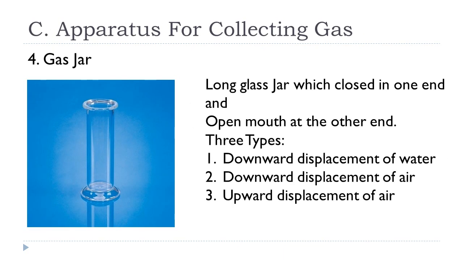And next one, gas jar. It is a long glass jar. It has one closed end and one open end. And what is the main use of the gas jar? For collecting gases by different methods. What are they? Downward displacement of water, downward displacement of air, and upward displacement of air. We will study these three types of collecting process later.